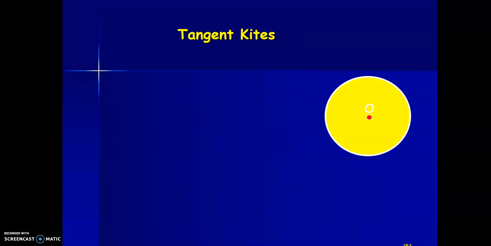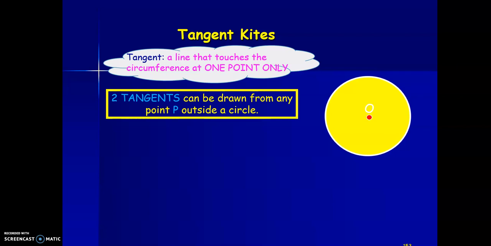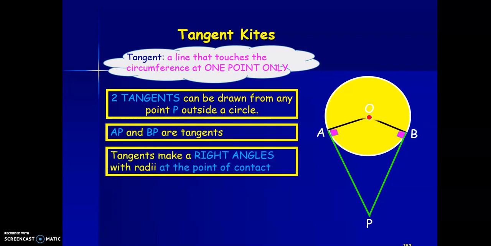Let's have a look then. So we have a circle. Remember, a tangent is a line that touches the circumference at one point only. So two tangents can be drawn from any point P outside a circle. For example, AP and BP are tangents. Remember, tangents make right angles with radii at the point of contact.